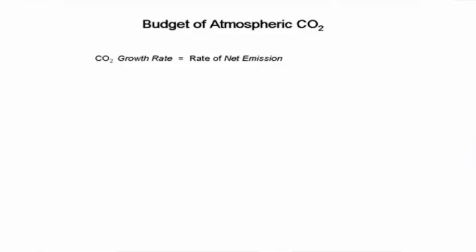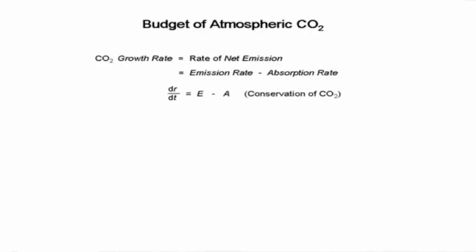As we saw, the increase of atmospheric CO2 follows from net emission. The rate of net emission equals the rate of global emission into the atmosphere minus the rate of global absorption from the atmosphere. Mathematically, the rate of change of CO2 mixing ratio, R, that's the time derivative on the left-hand side, equals the rate of global emission, E, minus the rate of global absorption, A. This equation describes conservation of atmospheric CO2.